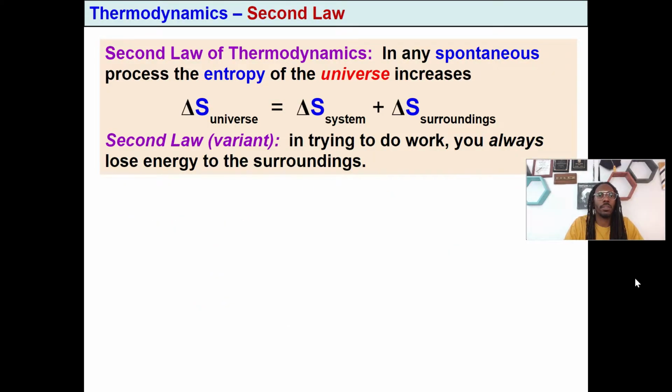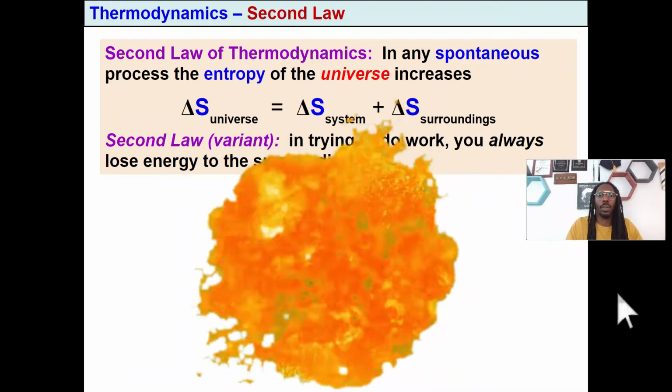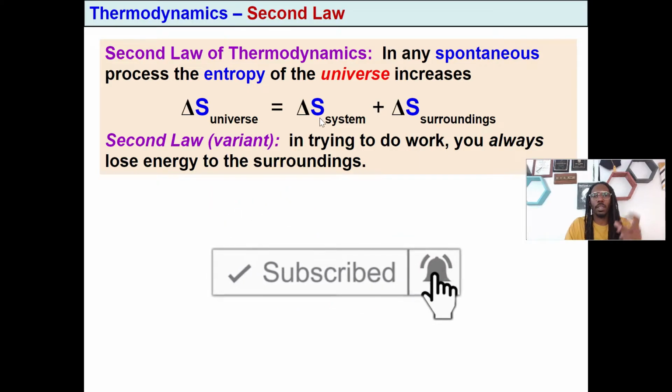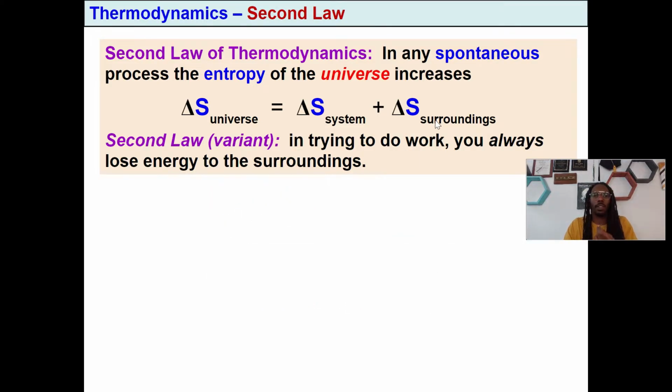When we're talking about this, we have to mention another law: the second law of thermodynamics. In any spontaneous process, the entropy of the universe will increase. The entropy of the universe is the system and surroundings combined together. Another way of stating the second law is that in trying to do work, you always lose energy to the surroundings. Essentially, for spontaneous processes, your universe entropy will be increasing.